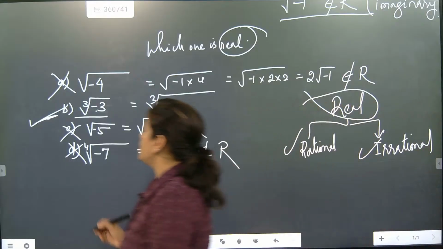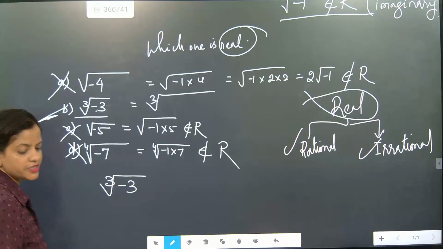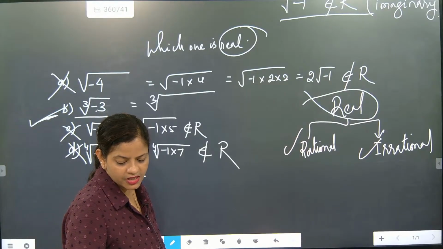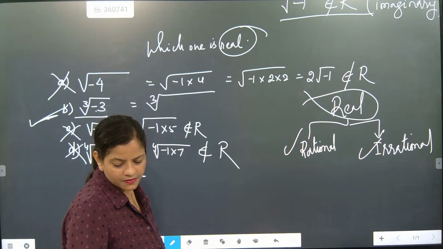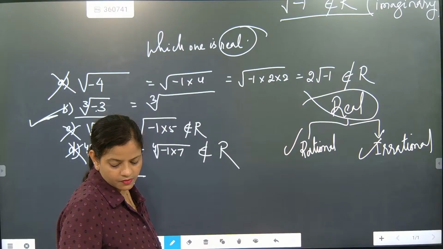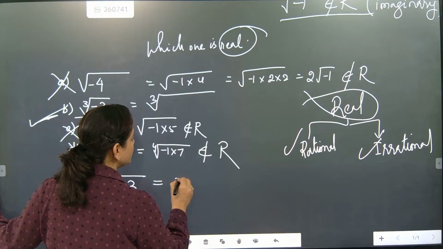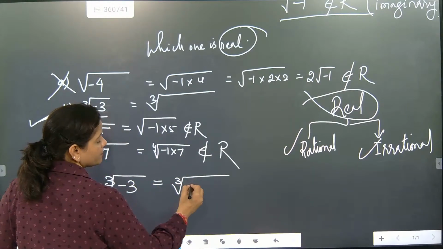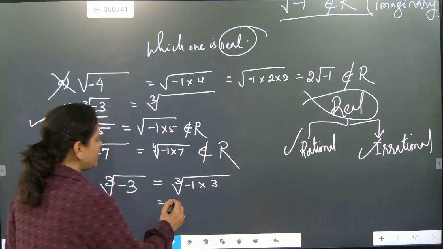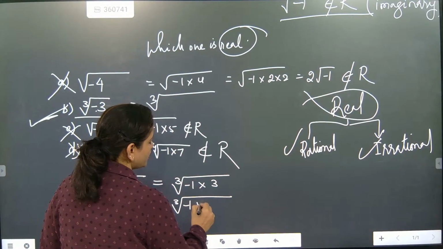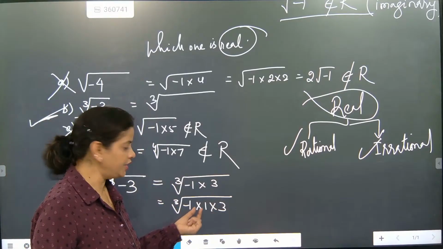Okay. Now look here. Cube root of minus 3 is there. So when cube root of minus 3 will be there, how you are going to handle it? Cube root of minus 1 into 3. Now I am writing like this: minus 1 into 1 into 1 into 3. Can I write like this? Minus 1 into 1 into 1 into 3.